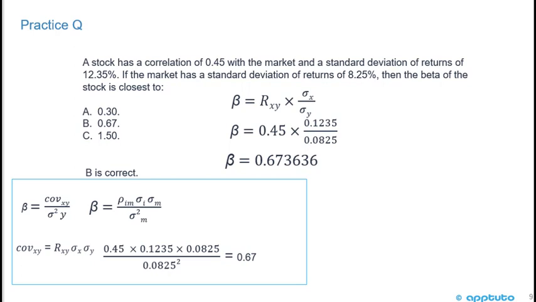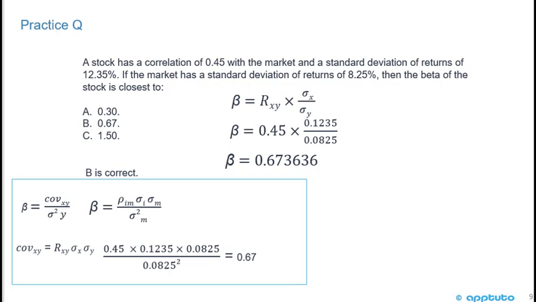So recall the formula to calculate a beta, correlation times standard deviation of X divided by standard deviation of Y. So they've given us the three variables. We just had to calculate the fourth. So this is just the same practice again. 0.45 times 0.1235 divided by 0.0825 equals 0.673636.